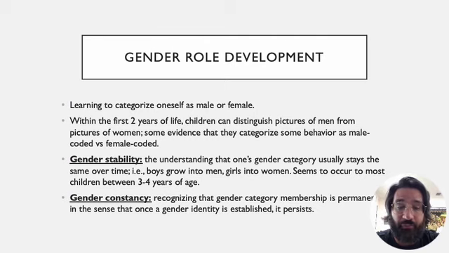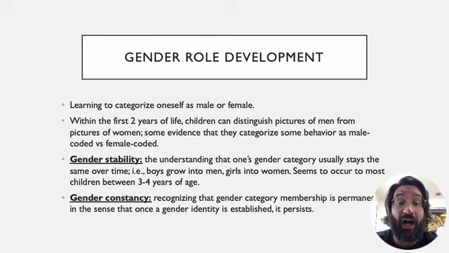Gender stability, right, refers to the understanding that one's gender category usually stays the same over time, right? In other words, there's this idea that boys eventually grow into men, girls eventually grow into women. And this seems to occur to most children between around 3 to 4 years of age. There's this recognition that young boys grow up to be men, that young girls grow up to be women. And we say that's usually the case because, as we know, it's not always the case.